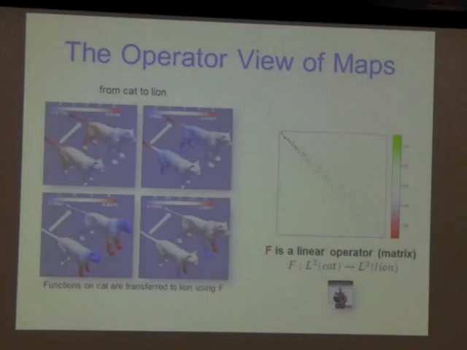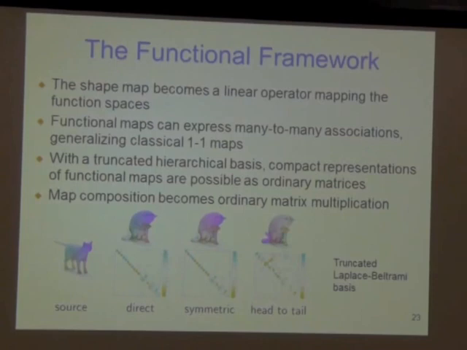And so this is the operator view of maps: instead of thinking of a correspondence at the point level, you think of this matrix that maps functions on one object to functions on the other object. And many nice things fall out of this framework.